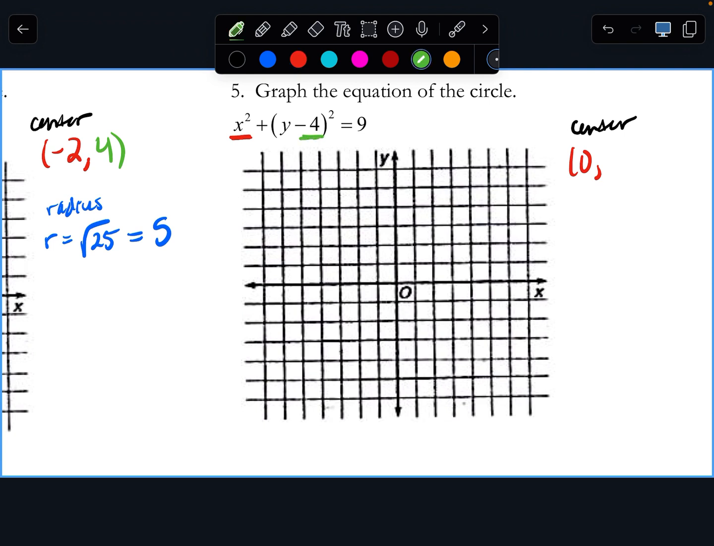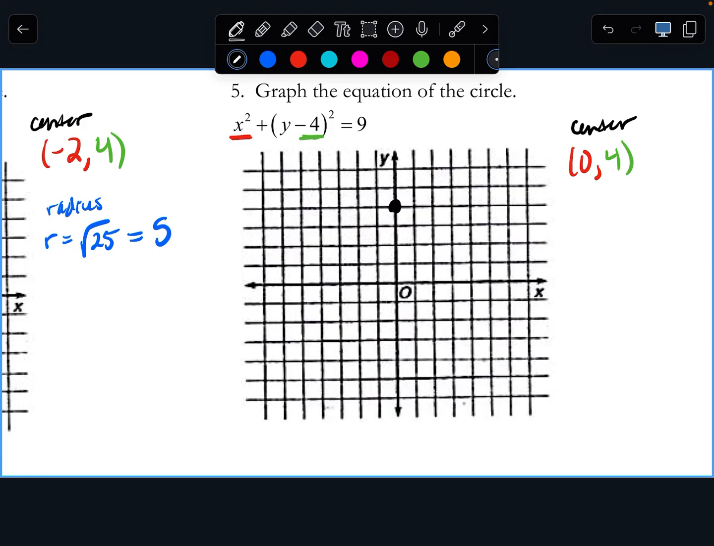And then the y, again, is this 4 or negative 4 for y? What do you guys think? Is it 4 or negative 4 for the y? Yeah. Positive 4, yep, because you want it to be minus, okay? So 0, 4, graph your point, okay?